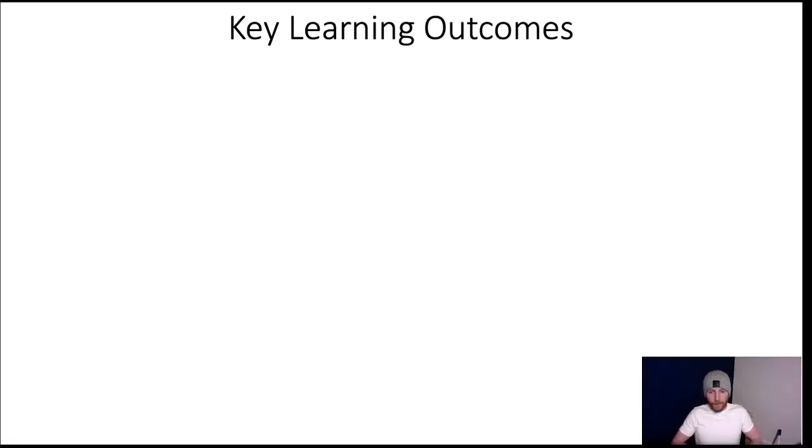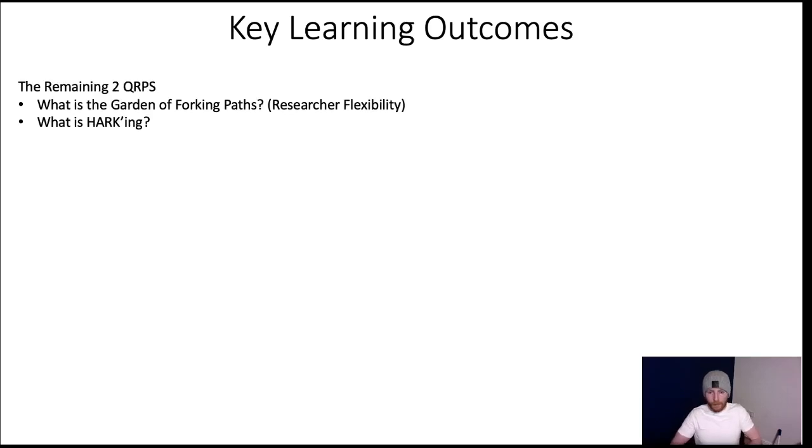Just to give you an idea of the kind of things you're going to be learning about today, I want to make sure that you are familiar with the remaining two questionable research practices. I presented these last week, but I didn't go into any detail. The reason is that both of these, the Garden of Forking Paths, which sounds cool, right? Basically, it means researcher degrees of freedom, and HARKing, which is hypothesizing after the results are known, are really quite closely tied to pre-registration. Pre-registration helps to fix these two issues in particular.